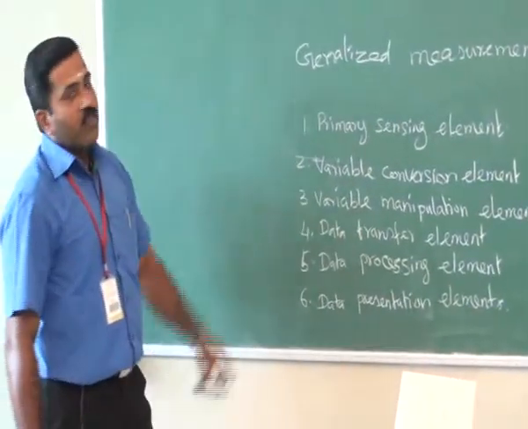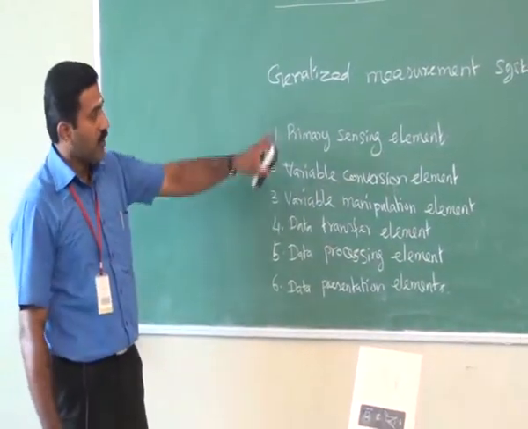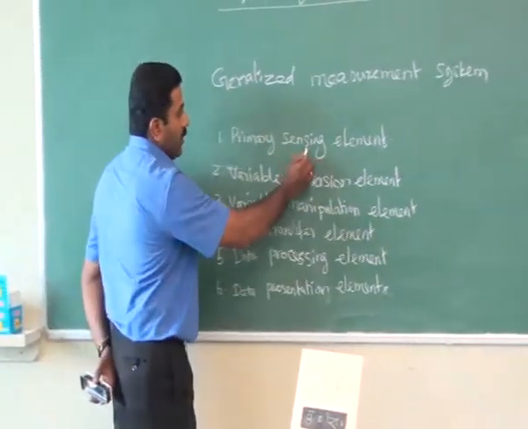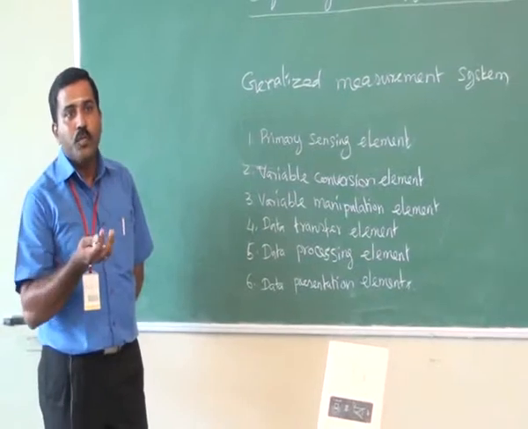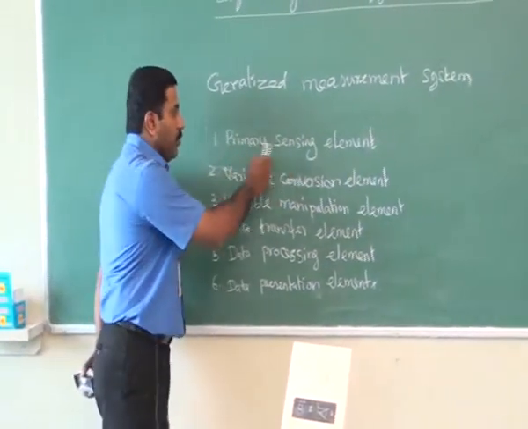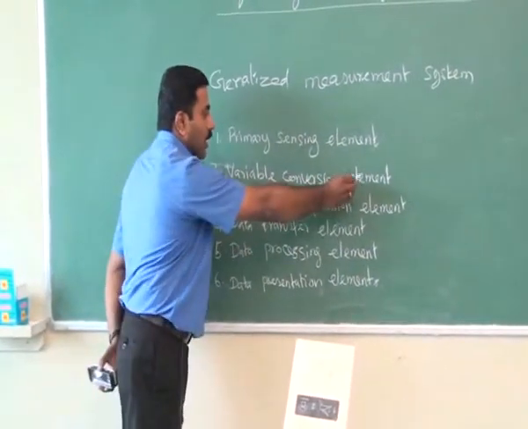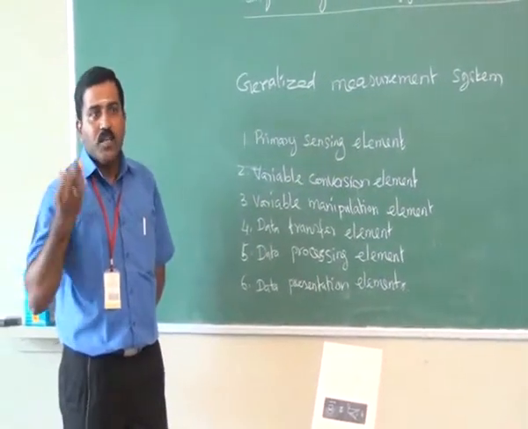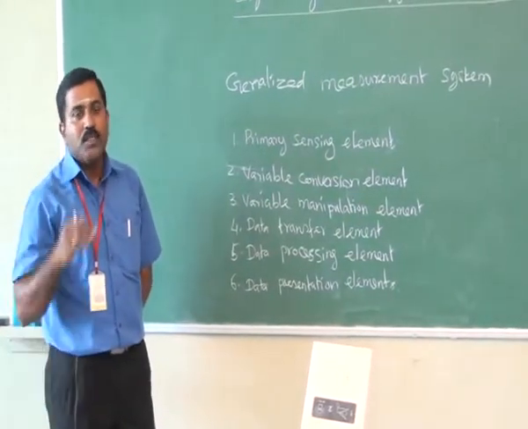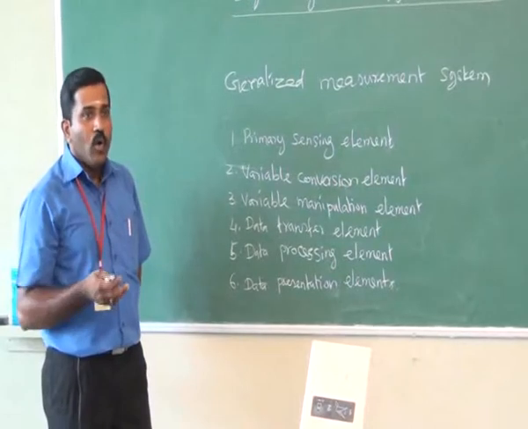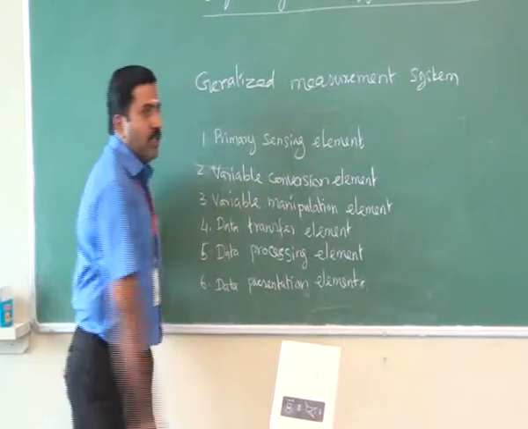These are all the elements we use in instruments, in various forms. The primary sensing element only observes the energy which is to be measured. The next one is the variable conversion element. The observed energy is converted into another form, the electrical form, like voltage and frequency. That is the variable conversion element.